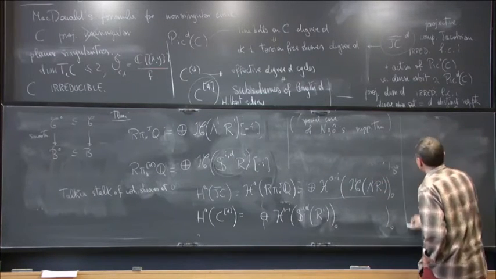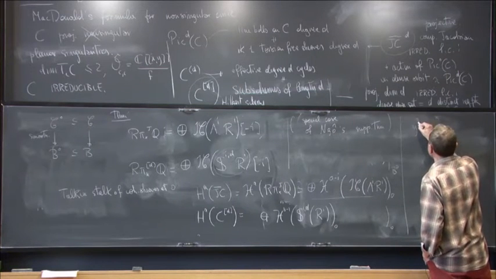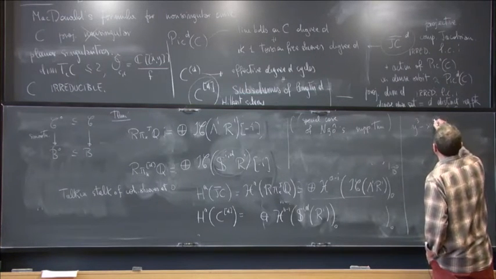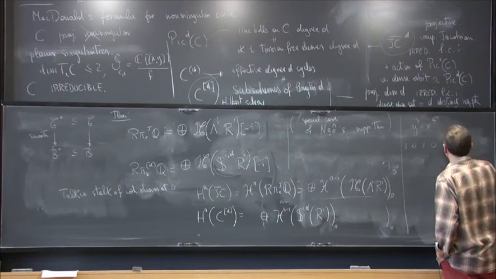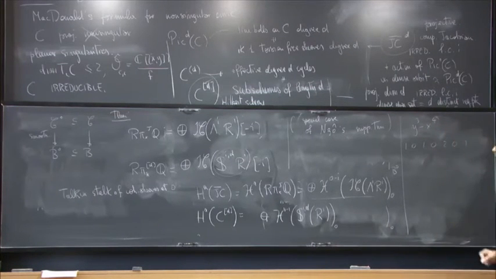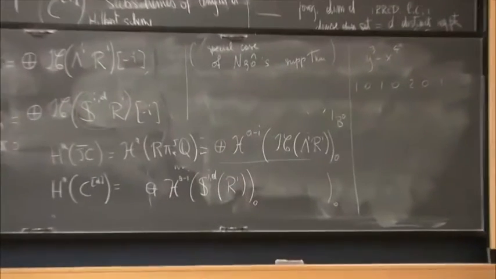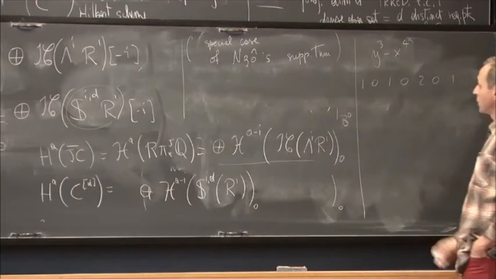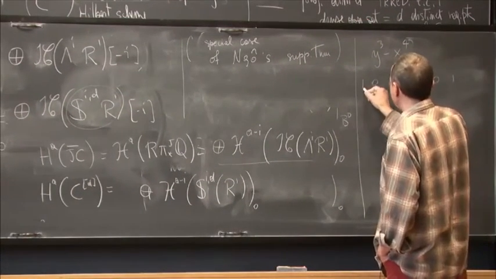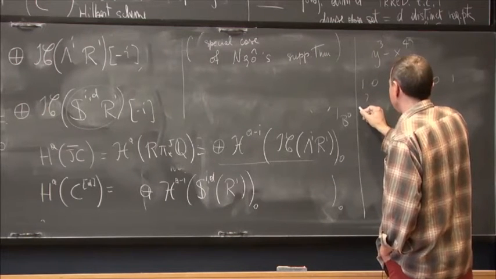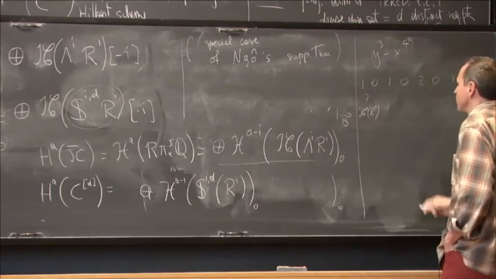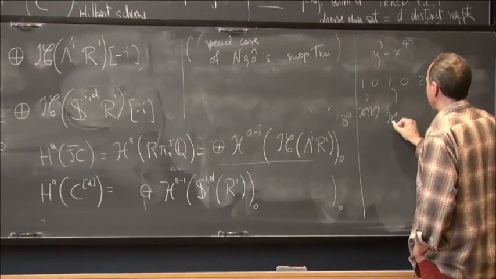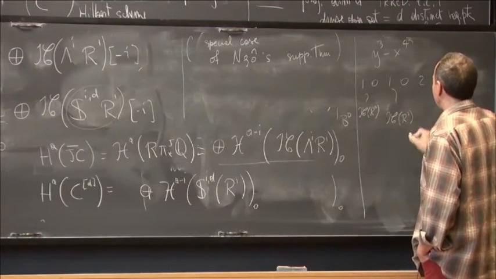So let me go back to the example of x^3, y^3 minus x^4. So you remember that we have these Betti numbers. So this guy comes from intersection cohomology over 0, which is actually a constant sheaf. This guy comes from intersection cohomology over 2.